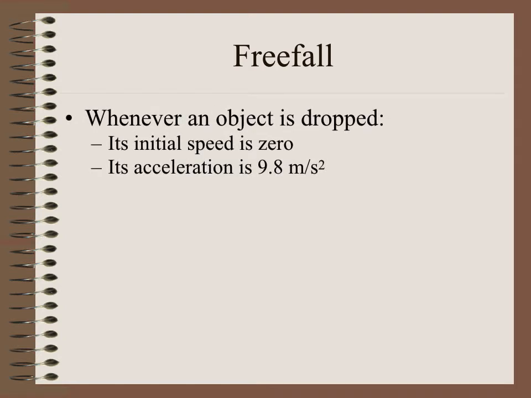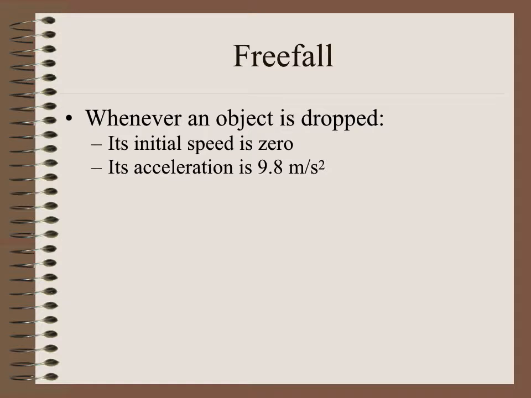So when you're doing some problems, you're going to encounter words. This is another situation where words are going to be really important because they're going to tell you things. One of the things is if the object is dropped. If the object is dropped, it's telling you two things. It's telling you that the initial speed is 0, because if it's dropped, it's initially not moving. It's also telling you that its acceleration is 9.8 meters per second per second.